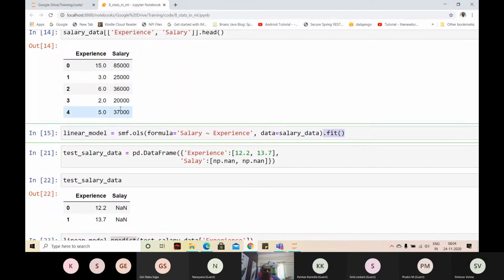Do you remember what those equations are? Should I show you again? Do you remember those equations or should I show it again? Oh, y is equal to mx plus c, right? Y is equal to mx plus c equations.